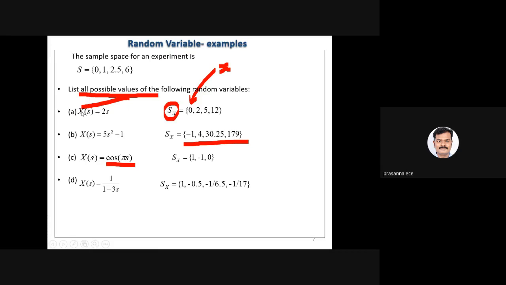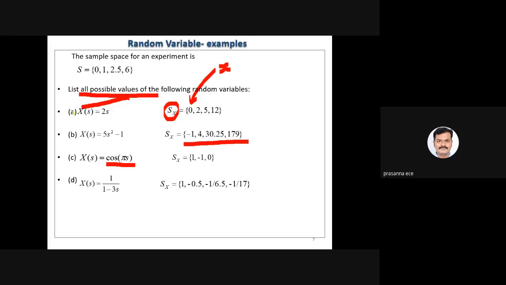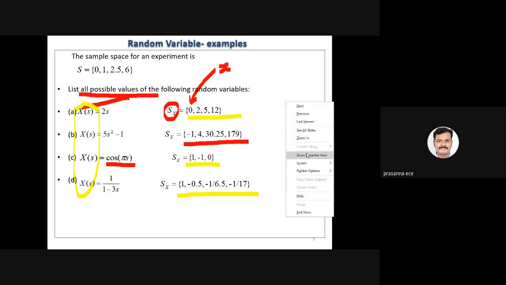Okay, so all the x's listed here, they all lead to discrete sets. So all the sets we are seeing here are discrete sets. Okay. So now in the next example we will see continuous sets.